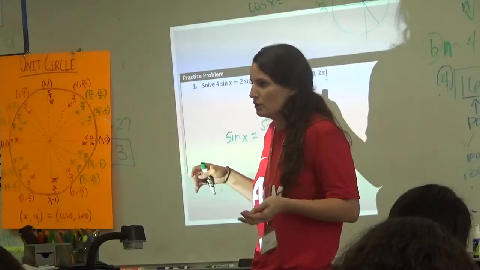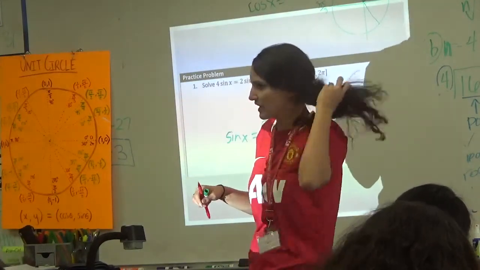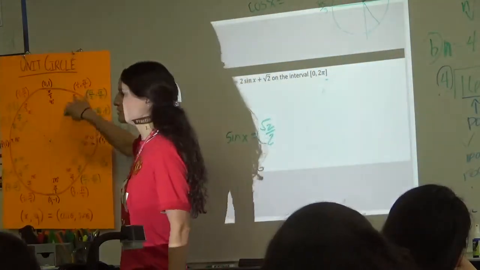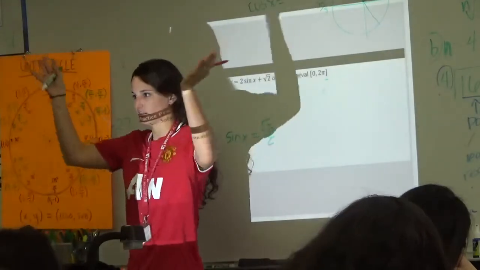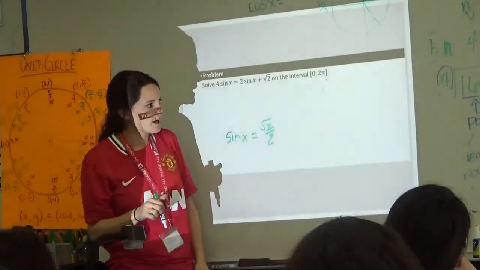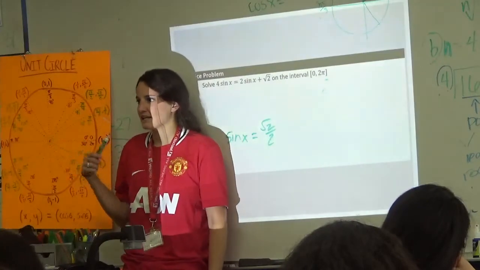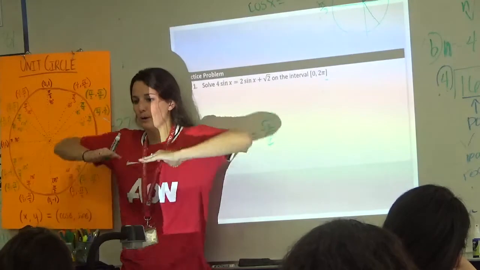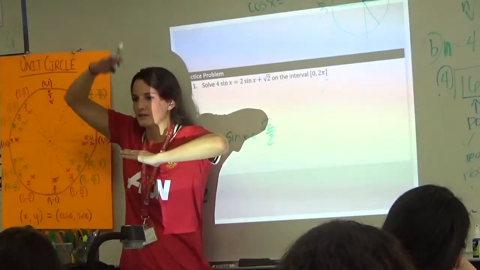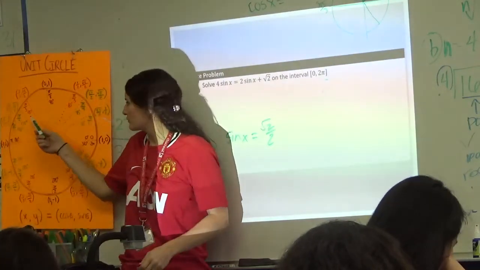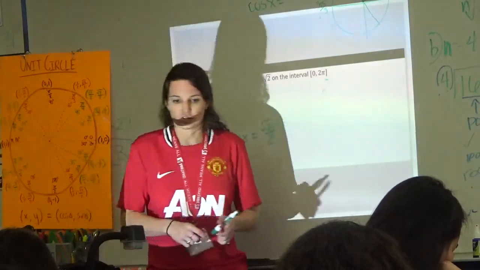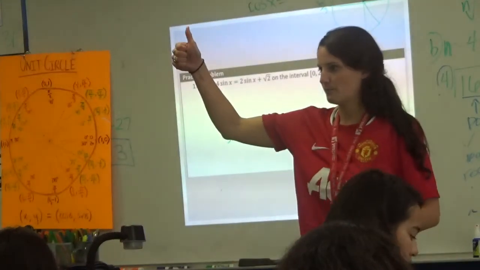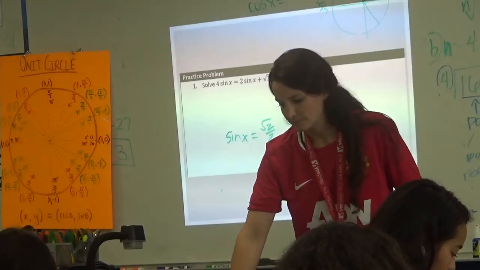Root 2 over 2 came from a 45-45-90 triangle. So that's always the time when you get root 2 over 2s, that's always going to be the ones that are splitting the quadrants in half, right? The one in the middle. So that's going to be pi over 4, but then it's going to happen at another one somewhere from 0 to 2 pi. Sine is also positive, sine is y, so it's going to be positive above the x-axis. So we're also looking for the one in quadrant 2, which is going to be 3 pi over 4. Pi over 4 and 3 pi over 4. Got it? Okay, next up.